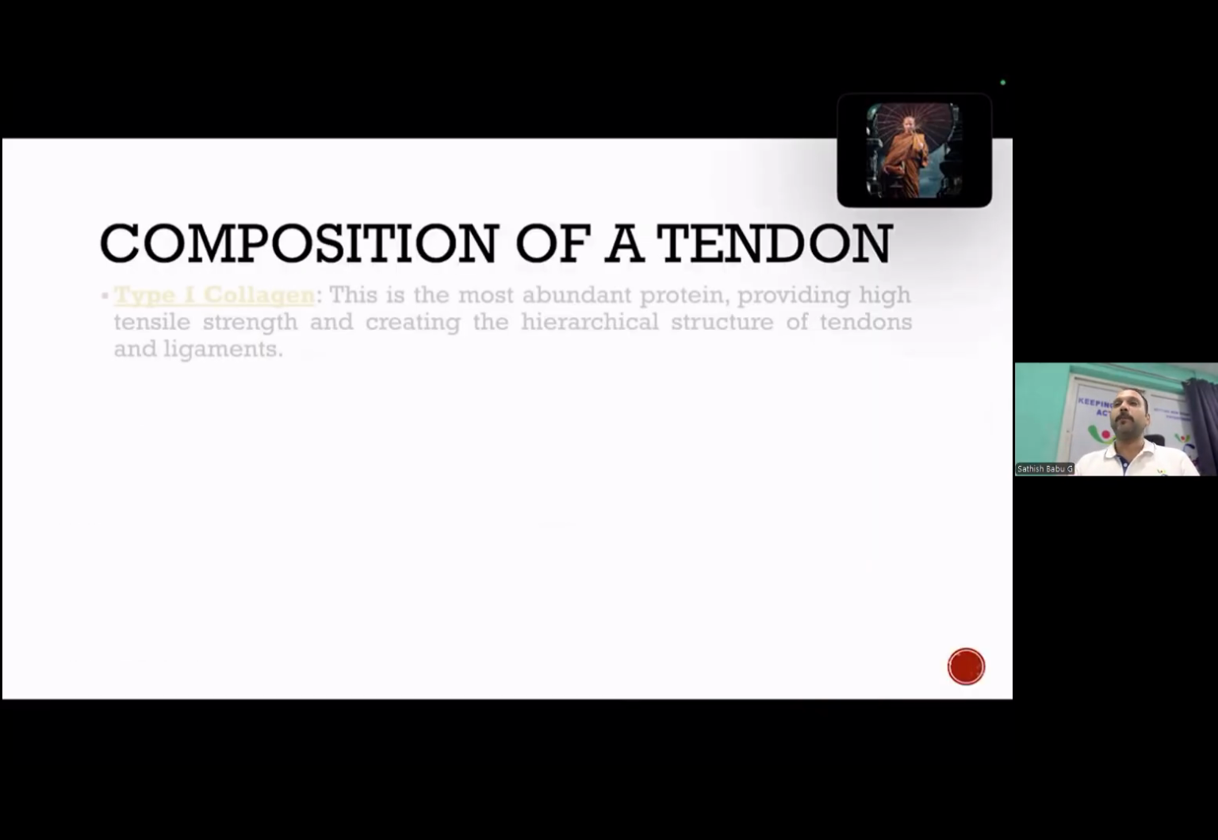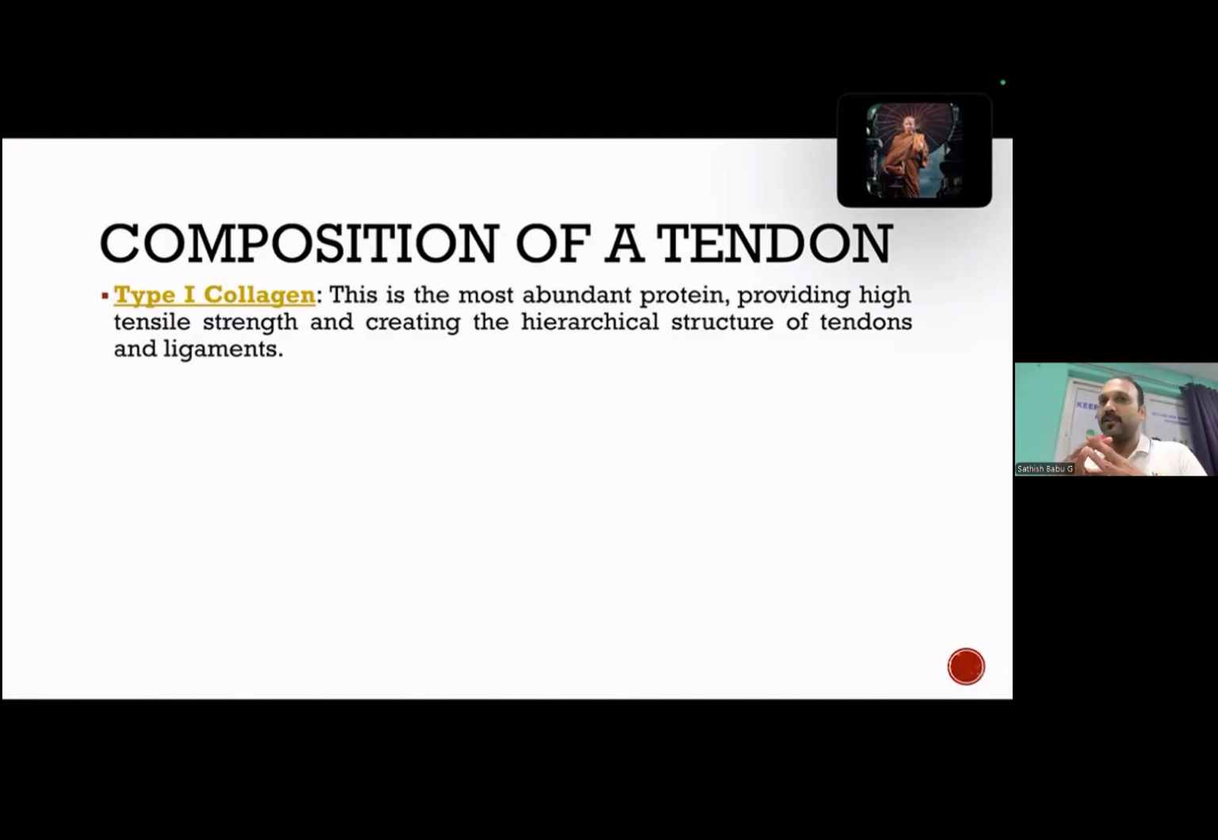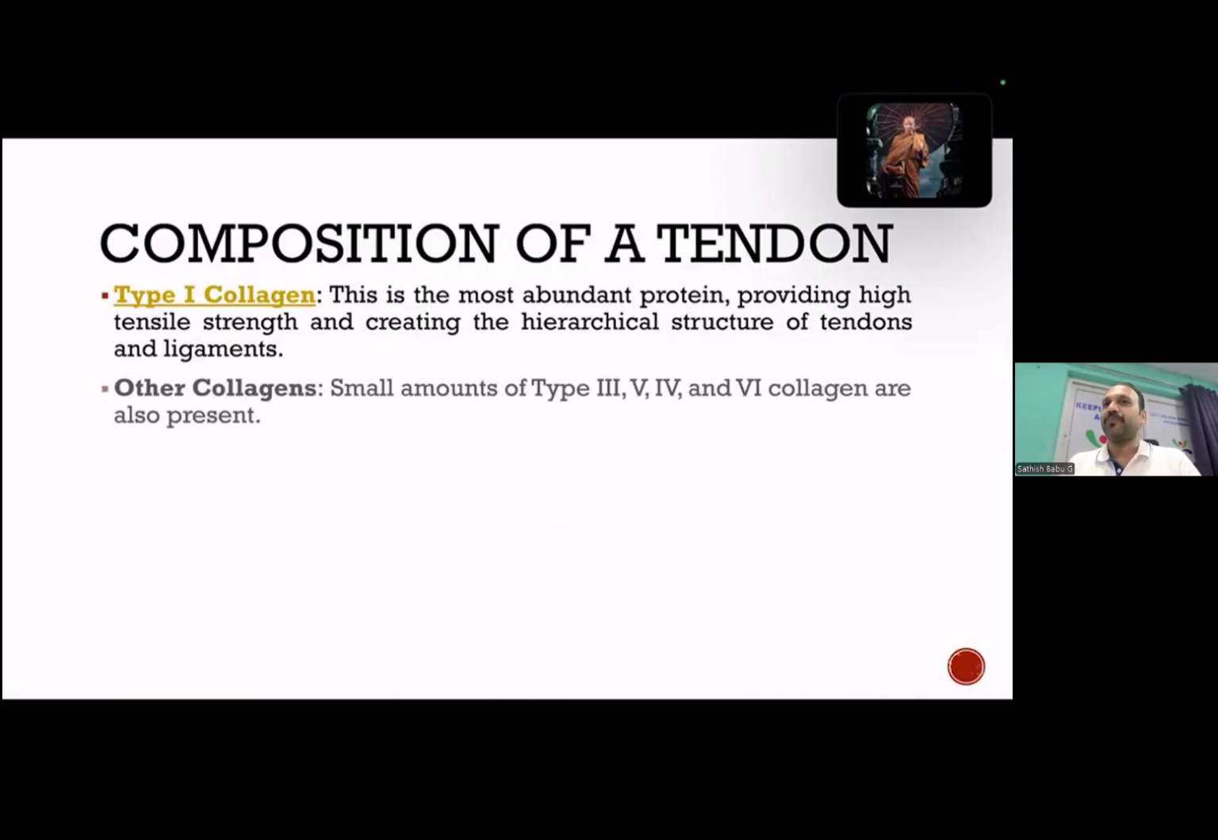So what is the composition of the tendon? The tendon is primarily made up of collagen, and that is type 1 collagen. That's the most abundant protein, providing high tensile strength and creating the hierarchical structure of the tendon and the ligaments. So type 1 collagen is the primary one. There are other types of collagen, which are type 3, type 5, type 6, and type 7 collagen, which are also present. So what is collagen?